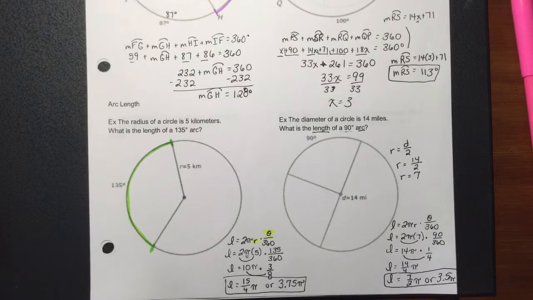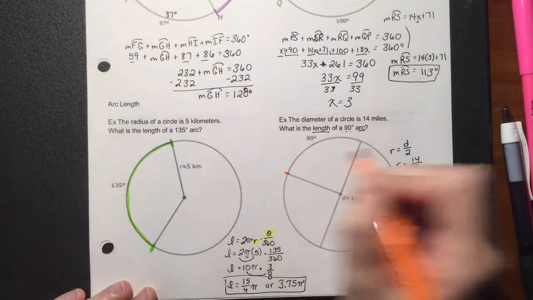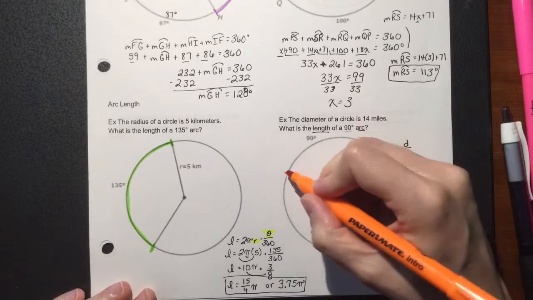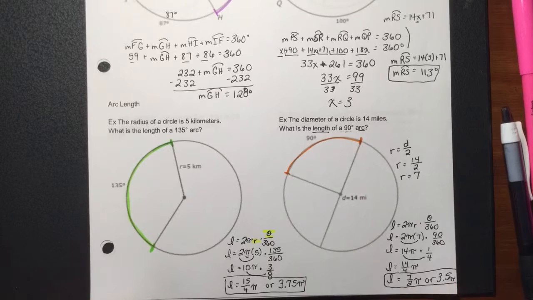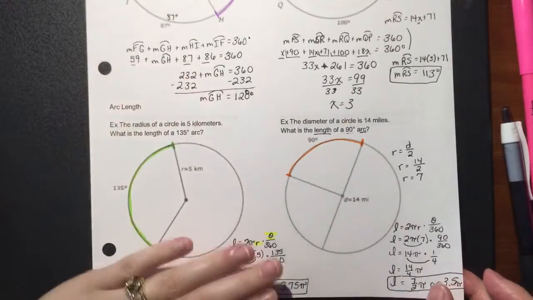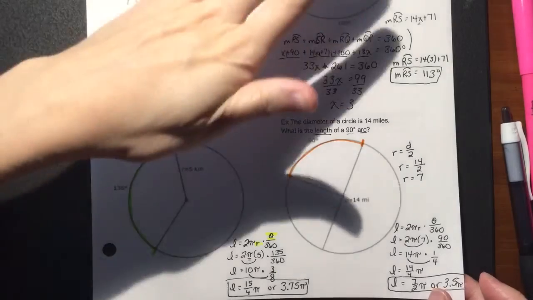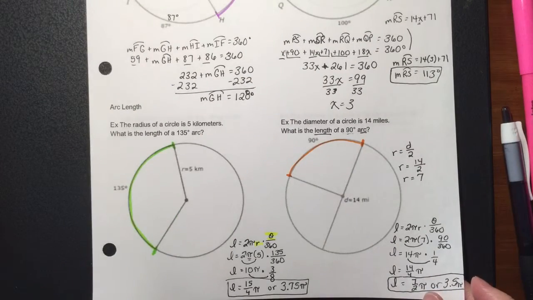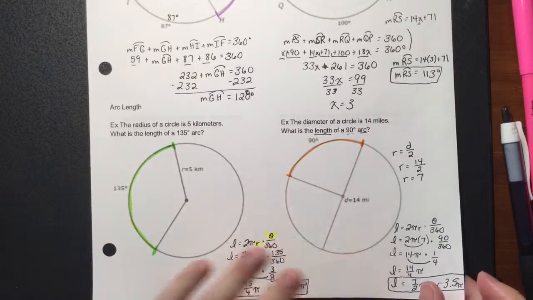Okay. So that tells us that if we measure the length from this point right here to this point right there, it's going to be 3.5 pi. These are very straightforward problems. They're asking you for either arc measure, and you just add them together or subtract them from 360, or they can give you arc length and you just use the formula to solve.